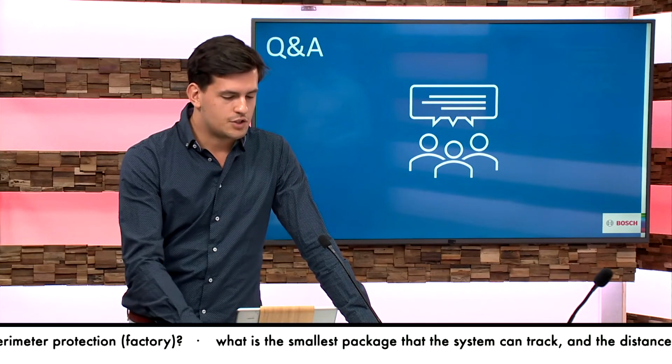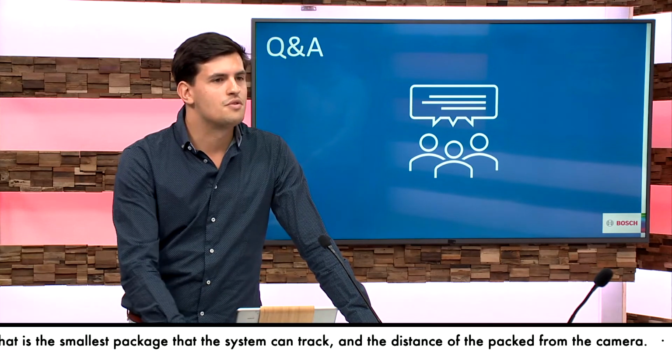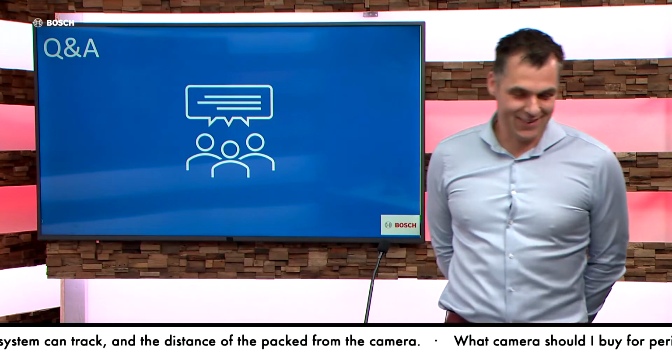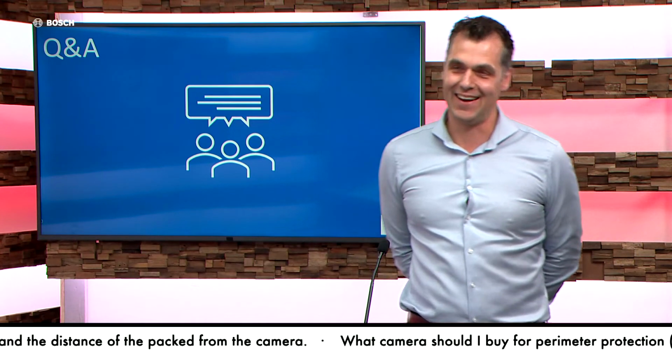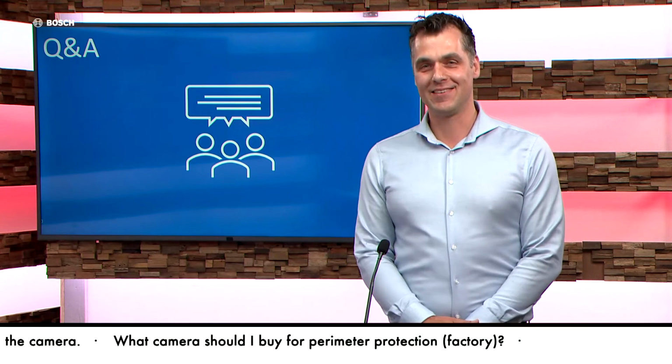What is the smallest package that the system can track, and the distance of the package from the camera? So I think the smallest type of object that they can track. Oh wow, can we do ants, basically, is the question. Oh yeah, we got some detailed questions here. Yeah, it's nice. It's a good topic. I like it. We have a nice crowd here asking some detailed questions.